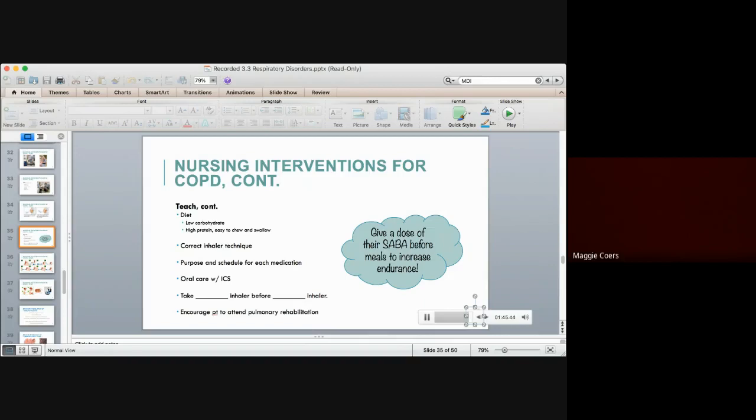Also, back up to SABAs. A SABA can also be given before the older adult eats, to improve food intake, to help open up those passageways.